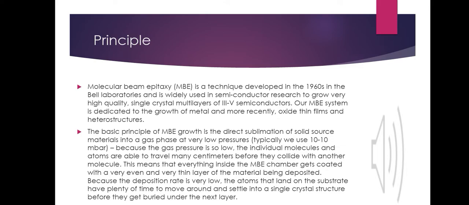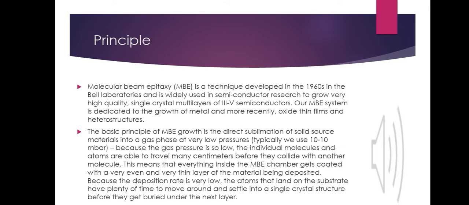The basic principle of MBE growth is the direct sublimation of solid source materials into a gas phase at very low pressure. Typically we use 10^-10 mbar. Because the gas pressure is so low, the individual molecules and atoms are able to travel many centimeters before they collide with another molecule. This means that everything inside the MBE chamber gets coated with a very even and very thin layer of material being deposited.